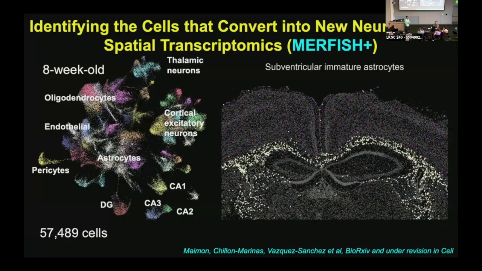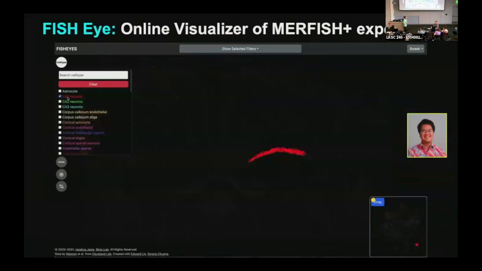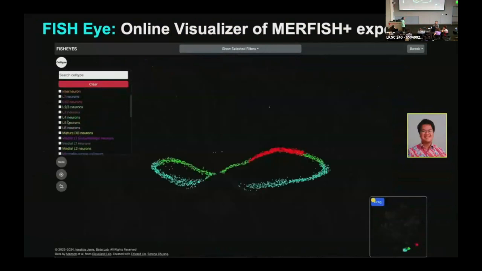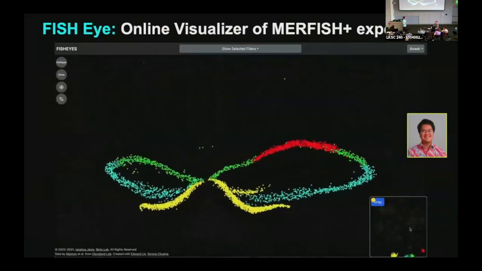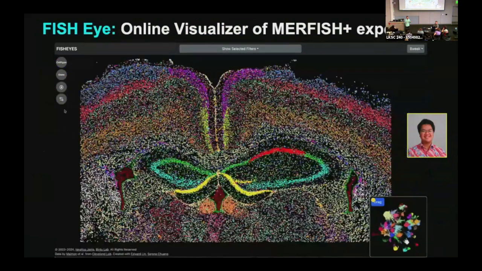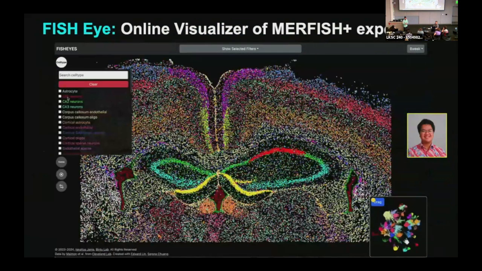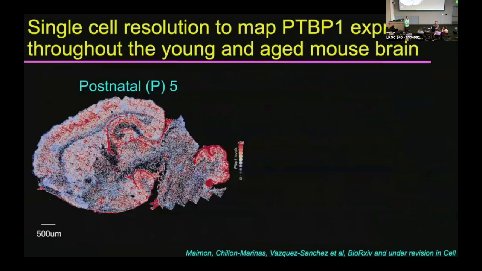Now, all this information is going to be uploaded online, so everyone in the community could use it. We name it Fisheye. This is an online visualizer that KJ, a really great undergrad, has built, that everyone could use. So all the data is going to be there. You could look for your favorite cluster, your favorite gene, and really look in early development and even in aging mouse brain, what is happening in these 2,500 genes. This was the idea.